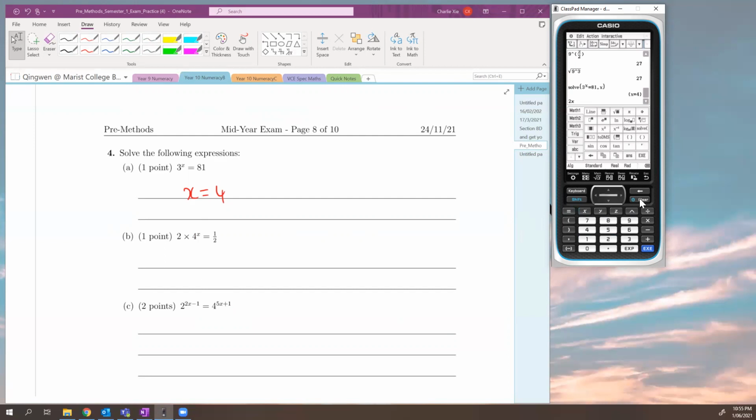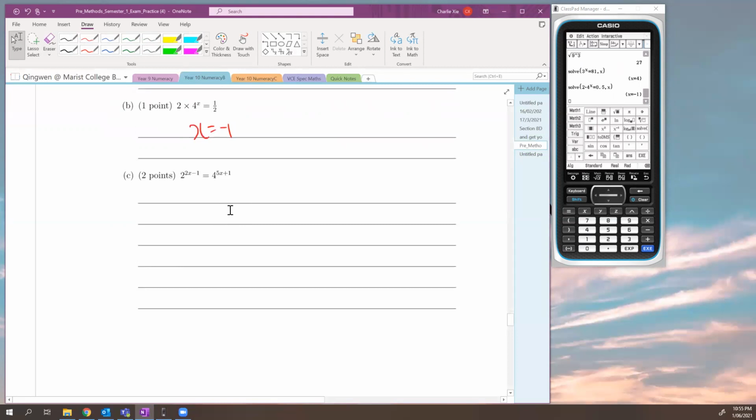2 times 4 to the power of x equal to 1/2, 0.5. So x is -1. There we go, x is -1. Okay, last one's got 2 points, we're going to show working.